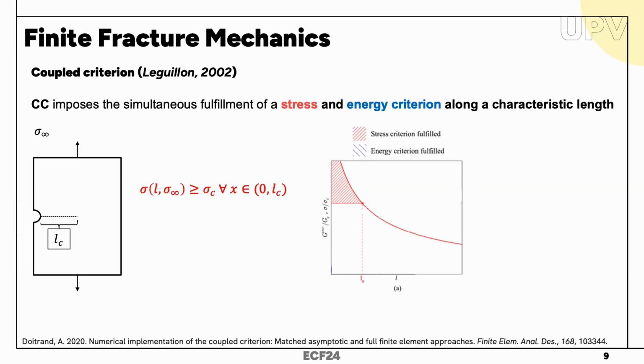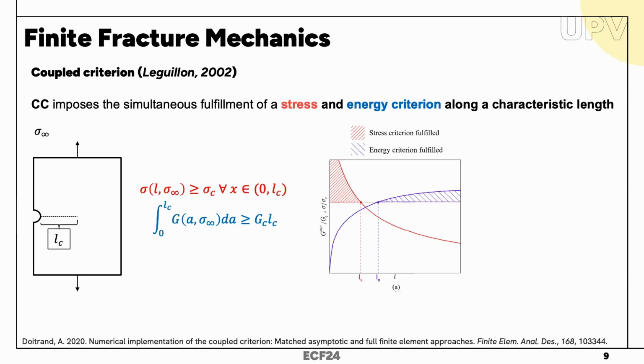Here we can see a representation of the stress criterion. Basically, the further away you are from the notch, the more the stress decreases monotonically. This is the region where the stress criterion is fulfilled, so it gives an upper bound of the characteristic length.